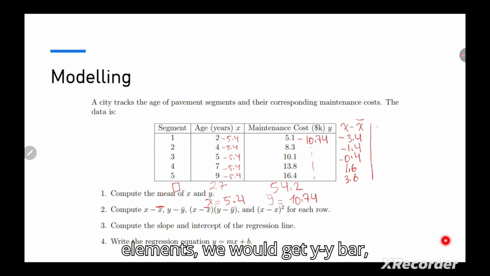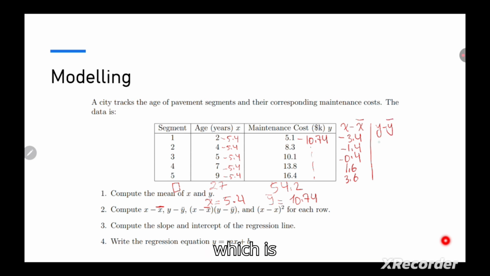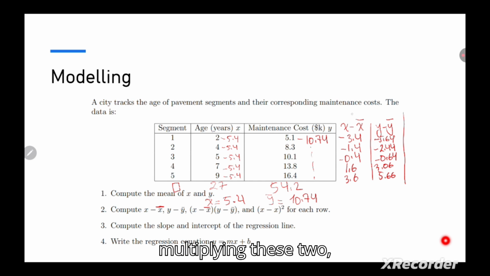For all the elements, we would get Y minus Y bar, which is minus 5.64, followed by minus 2.44, followed by minus 0.64, followed by 3.06, and 5.66. The next step is multiplying these two.